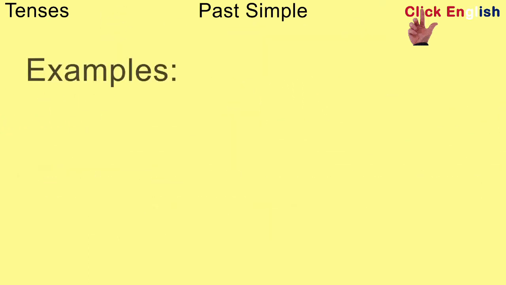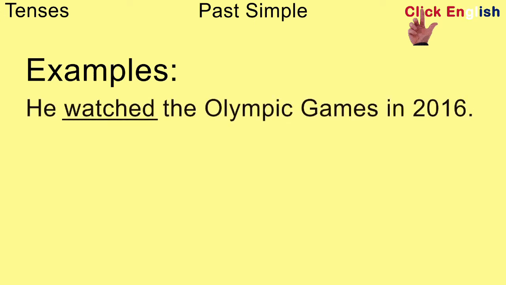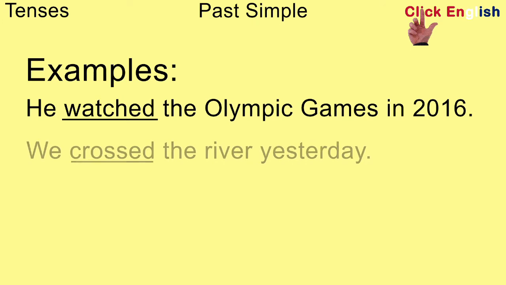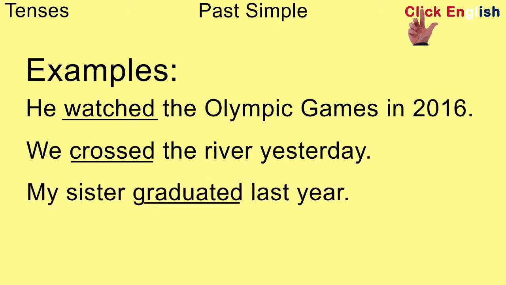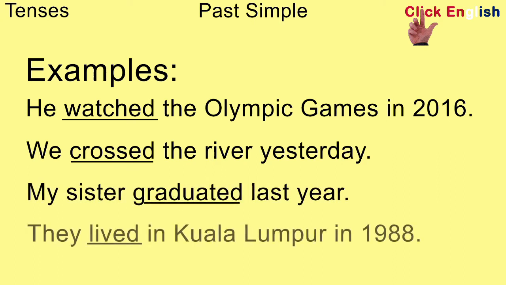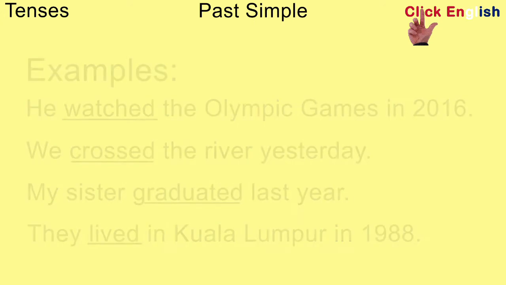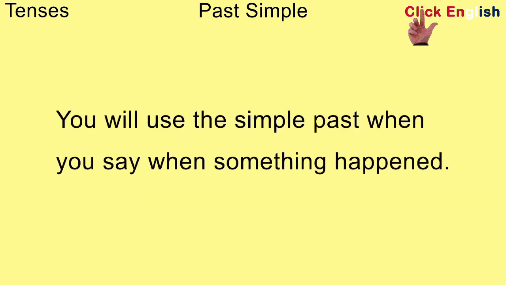Here are some examples. He watched the Olympic Games in 2016. We crossed the river yesterday. My sister graduated last year. They lived in Kuala Lumpur in 1988. You will use the simple past when you say when something happened.